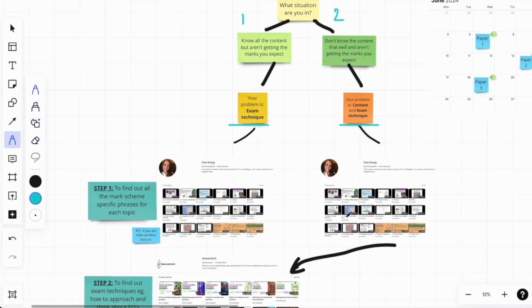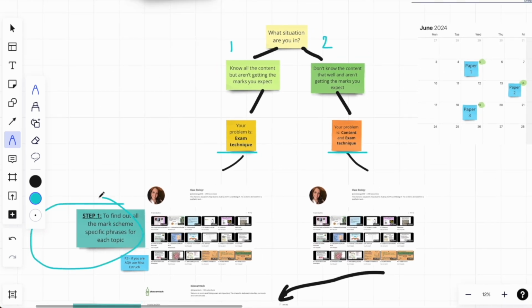So step number 1 is to find out all the mark scheme specific phrases for each topic. Let me explain. You see, if you're in camp 1, your problem is exam technique. So there are 2, I'd say, versions of it, right? So there's 1, that you don't know actually how to approach questions. Or number 2, you're writing stuff that is similar to the mark scheme, but actually it isn't matching up to what the examiners want, right? And then if you're in camp 2, well, both content and exam technique are your problem. So you need a 2-in-1 special. You need to learn the content and you need to know what the mark scheme specific things are.